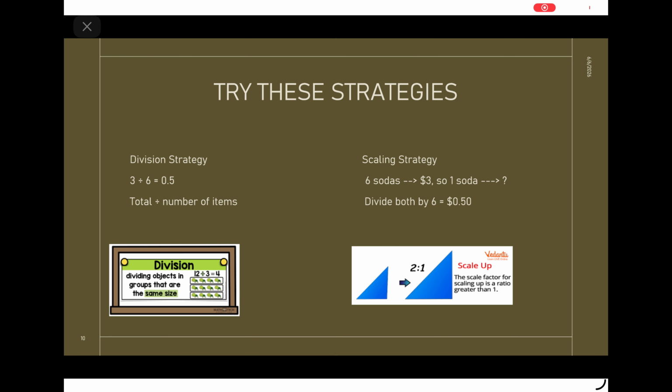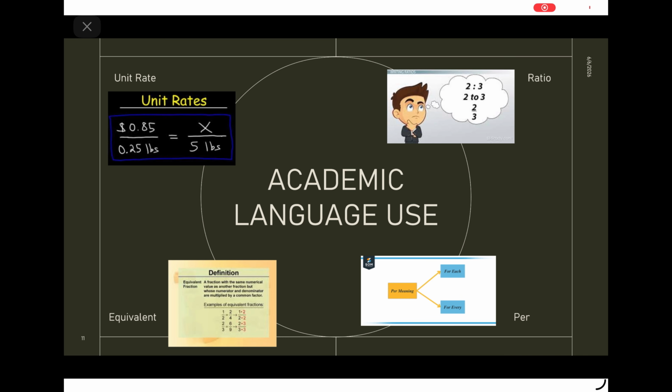The other one is the scaling strategy, which is: 6 sodas is $3. So 1 soda equals what? Now if we divide both sides by 6, the 6 divided by 6 is 1, so our 1 soda now. 3 divided by 6 is what? 1/2, or 0.5. So it's 50 cents. So this gives us the value of 1 item. That is the scaling strategy.